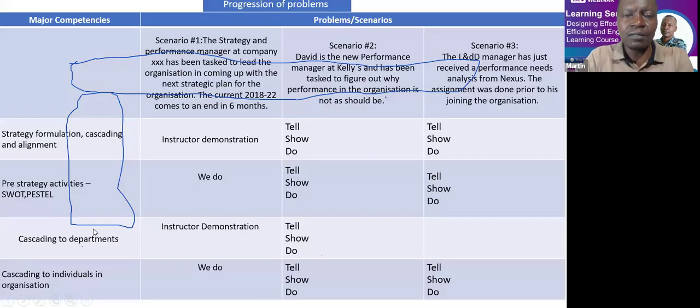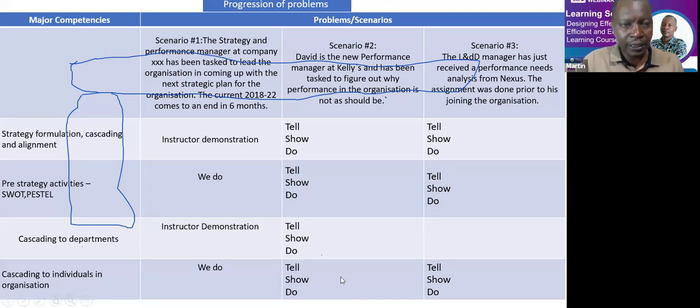So this is the module that we are designing and developing, and we are thinking around what scenario we are going to use to be able to teach effectively. Remember, using real world examples. So our scenario was the strategy and performance manager at company XX has been tasked to lead the organization in coming up with the next strategic plan for the organization. The current 2018-2022 strategy comes to an end in 6 months. So we are looking at strategy formulation and cascading.